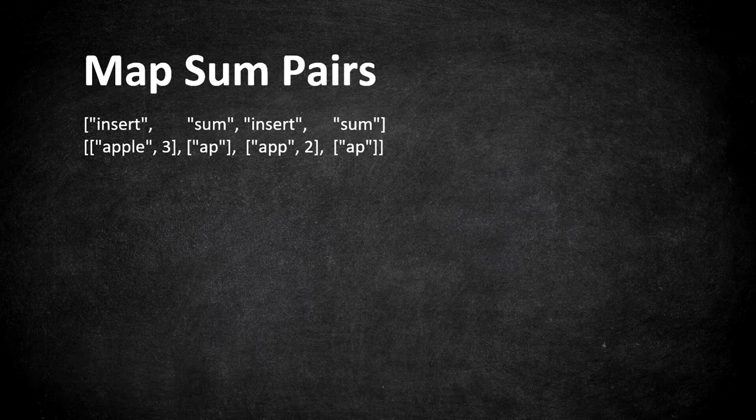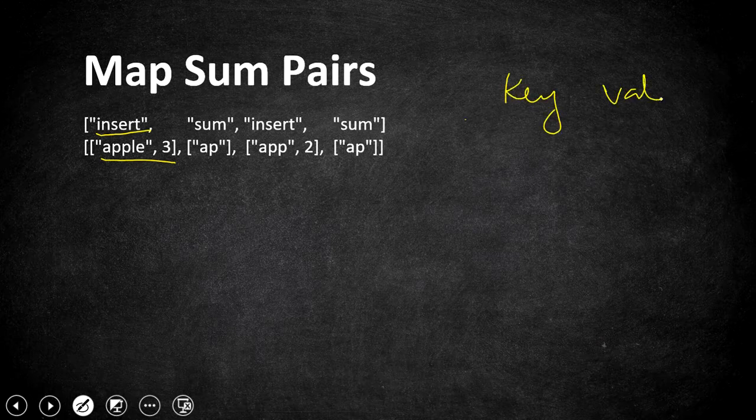So for example, the first operation is to insert apple comma 3. In our hash map, where we have to store the key-value pair, instead of storing just the word and its value, we are going to put all possible prefixes for that particular word.